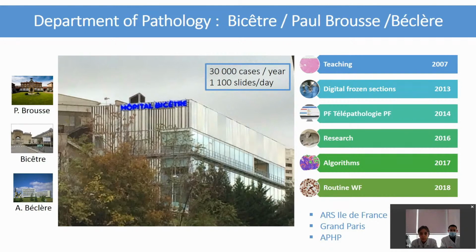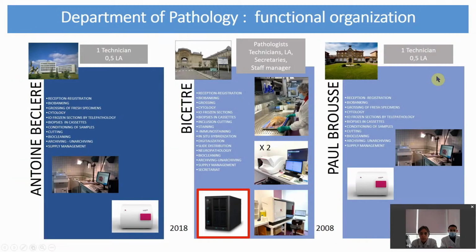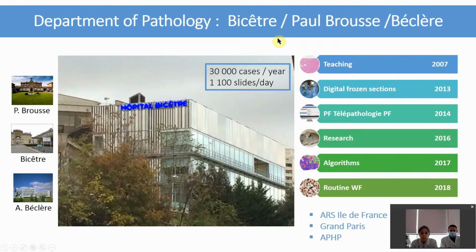We bought a new bright field and fluorescence scanner, the P250, in 2016 for research, and began working on algorithms for diagnosis assistance in 2017. At this point, we decided to jump ahead towards full digital pathology in 2018, when the pathology lab of Béclère joined us in the new building.